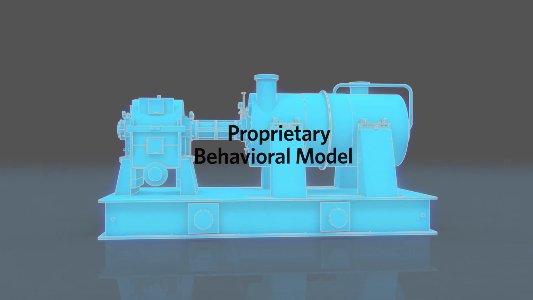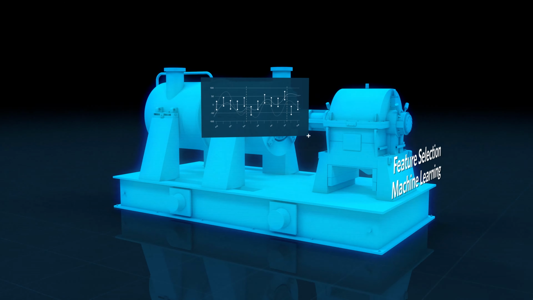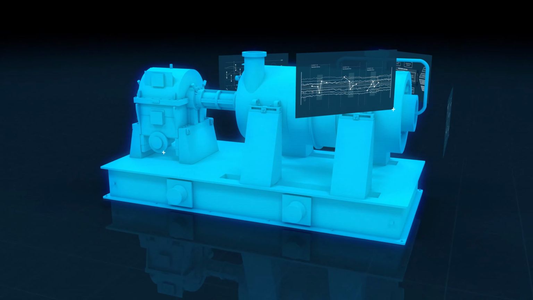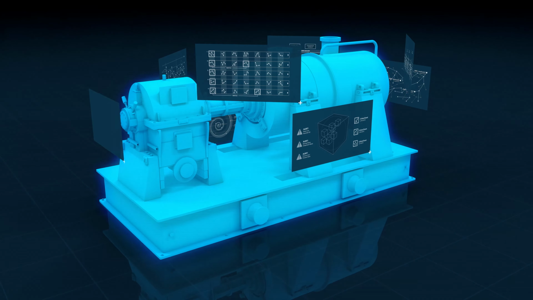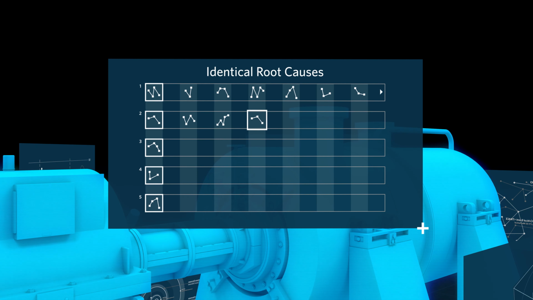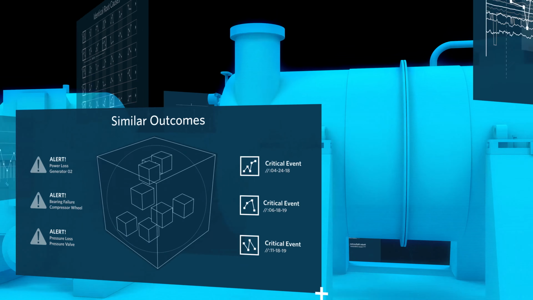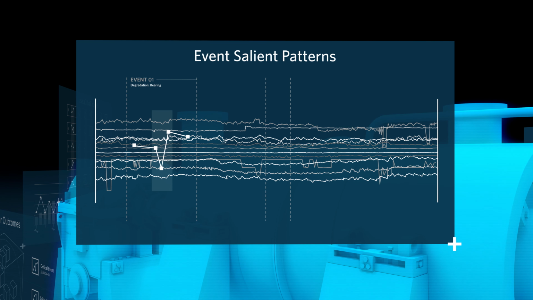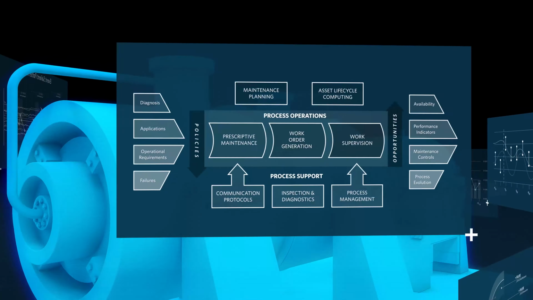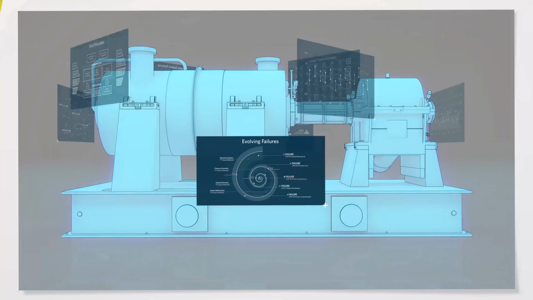Using proprietary behavioral models, transformation models, and feature selection from machine learning, Maestro-based agents perform all possible data calculations behind the scenes, solving issues in minutes, where data scientists often take days or weeks, sometimes months. These tasks include identifying multiple failure modes that share identical root causes, searching for different operating states that result in similar outcomes, identifying the salient patterns that correlate with events, distinguishing cascading failure modes where one event causes others, explaining failure modes with first principles, and determining failure modes that may take months to evolve.